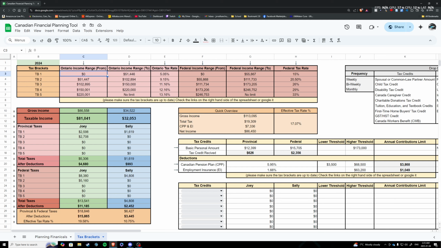So, first tax bracket is from 0 to 51K at 5.05%. And then our next bracket, so anything above this value and in between this value, is taxed at 9.15%.